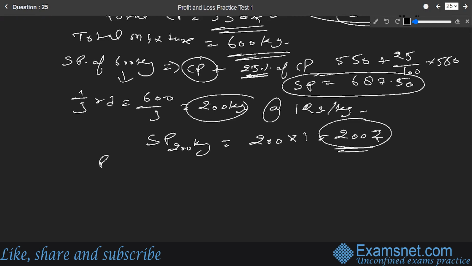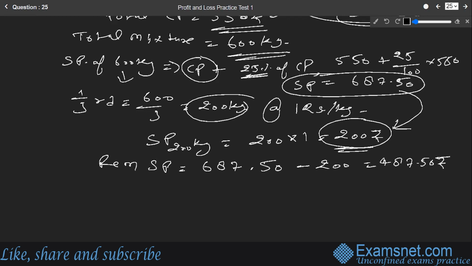Now what is the remaining selling price? The ultimate selling price is 687.50, and the selling price of one third is 200 rupees. So the remaining selling price should be the difference of them, 687.50 minus 200. That is nothing but 487.50 rupees. That is the selling price of the remaining rice. Now how much rice has been left? 400 kg. So this 400 kg of rice should be sold at 487.50 rupees. Then only the desired profit percentage would be achieved.